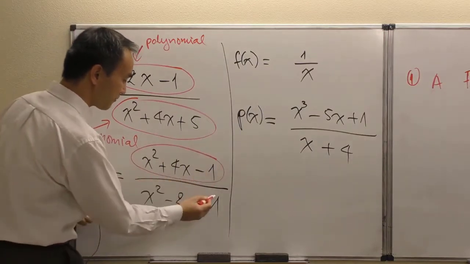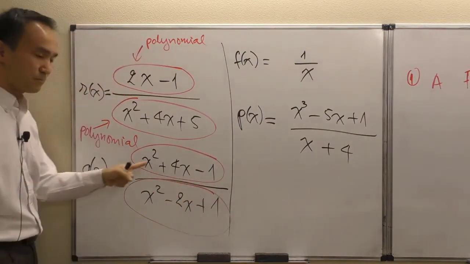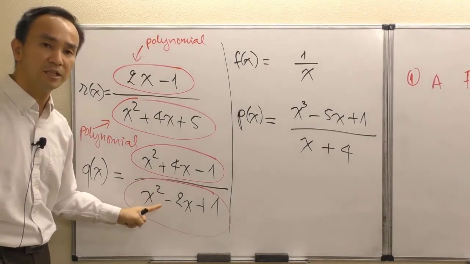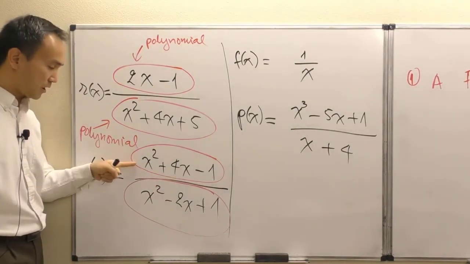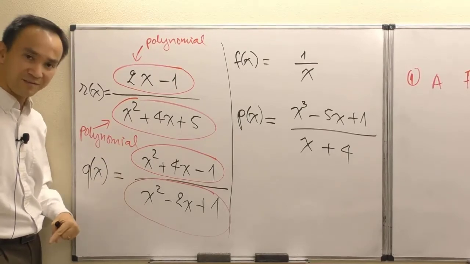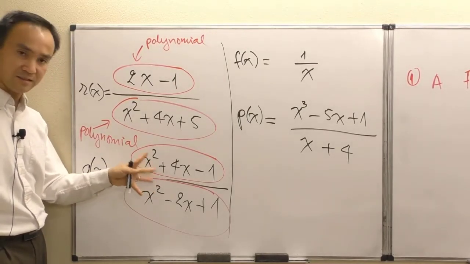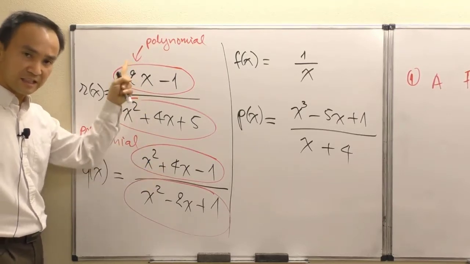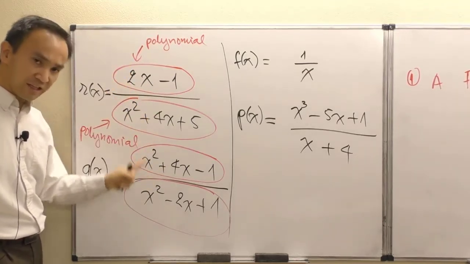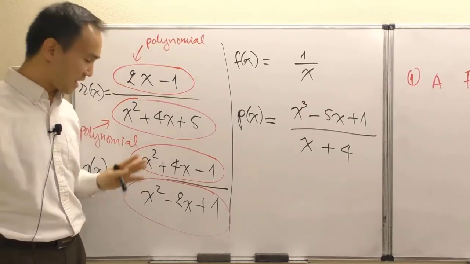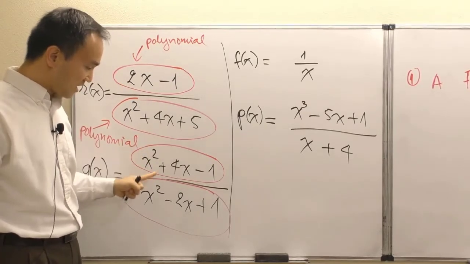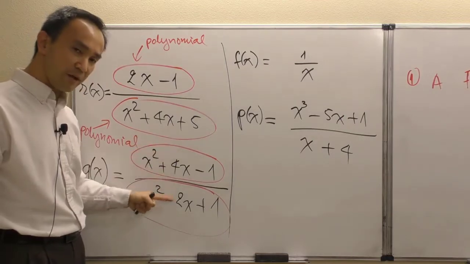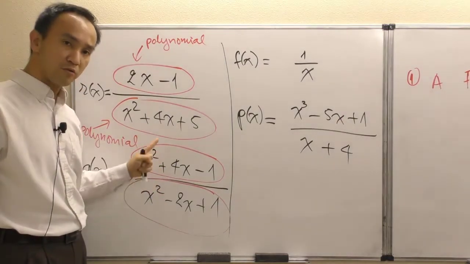Is that the same for q of x? I have a polynomial in the numerator, and I also have a polynomial in the denominator. Okay, polynomial here in this fraction. So that's common. I'm not saying any of these is looking like the other ones. But again, what I'm seeing here is it's a fraction, and both numerator and denominator are polynomials.